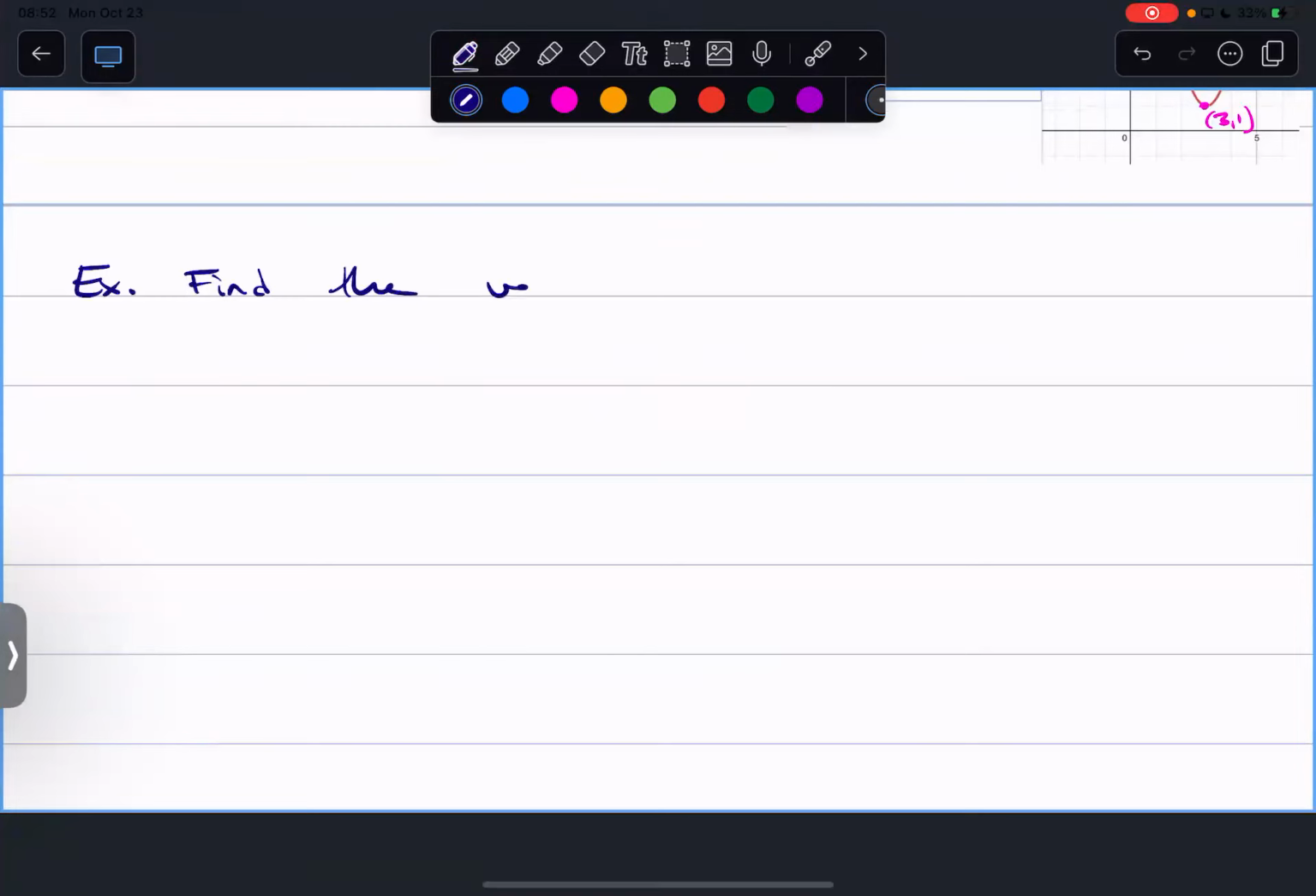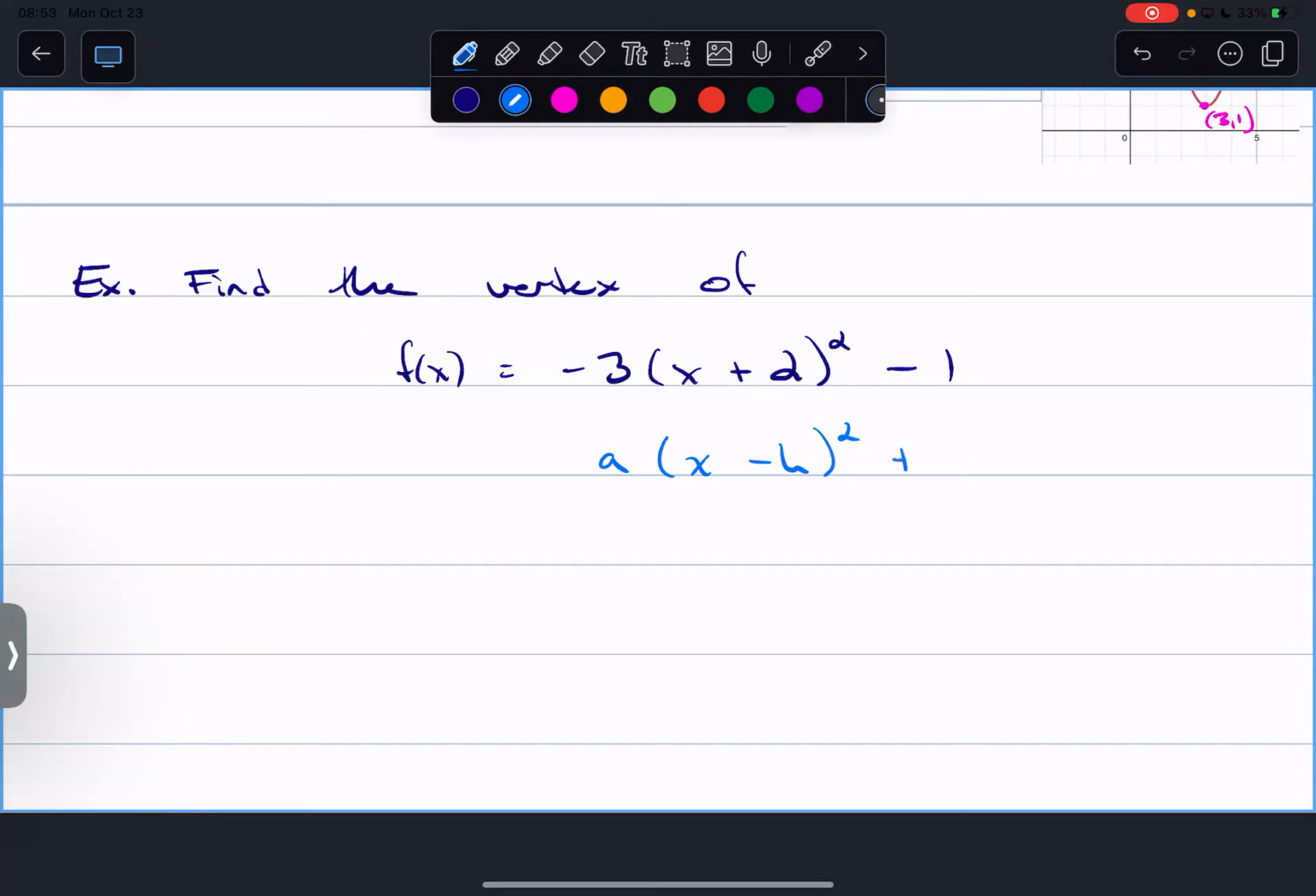Find the vertex of, should we go crazy? -3 times x plus 2 squared minus 1. Double whammy. Right? Remembering that general form of a times x minus h squared plus k. You're trying to match these up.